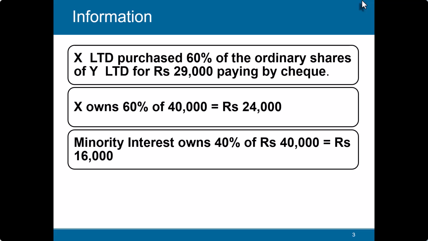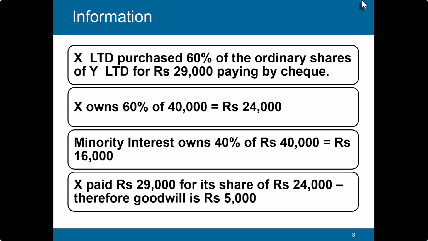So then what is the minority interest? If they own 60%, then what is left? 16,000. So 16,000 worth of overall equity doesn't belong to X Limited. It belongs to Y Limited's minority shareholders, or a non-controlling interest. We can say NCI, non-controlling interest. How much? 16,000. Remember that.